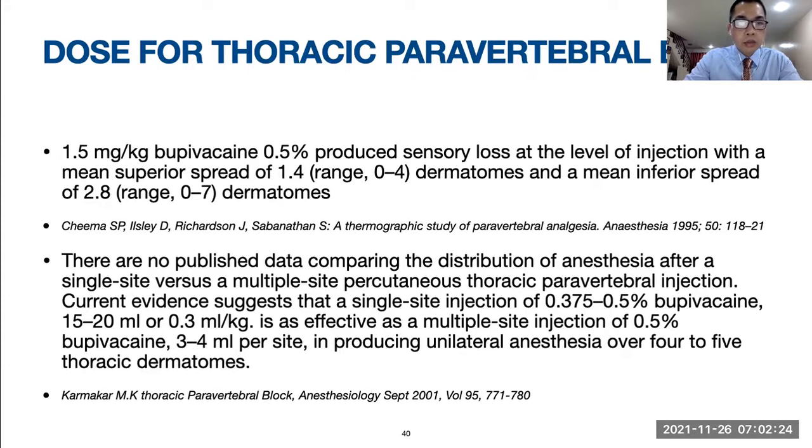But according to Dr. Karmakar, there are no published data comparing the distribution of anesthesia after a single site versus a multi-site percutaneous thoracic paravertebral injection. Current evidence suggests that a single site injection is as effective as a multiple site injection at 3 to 4 ml per site, producing a unilateral anesthesia over 4 to 5 thoracic dermatomes.